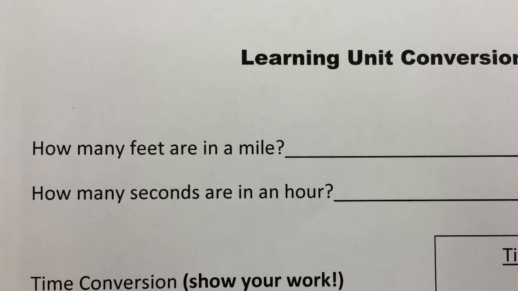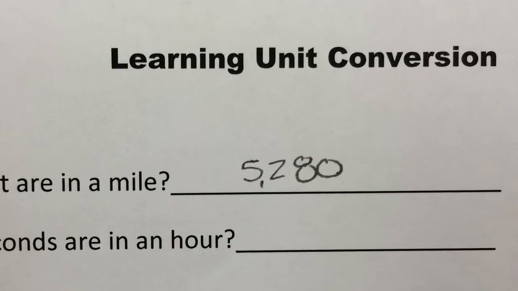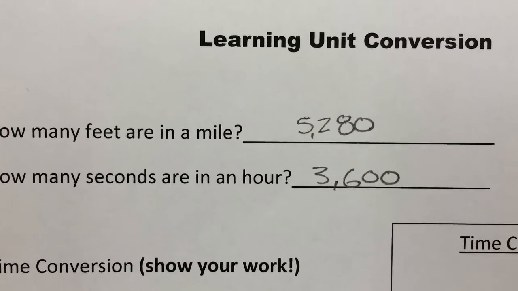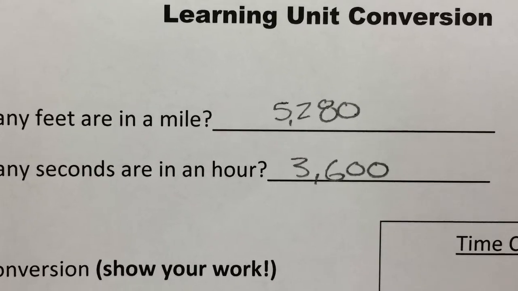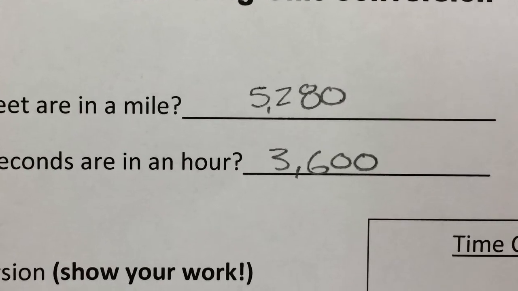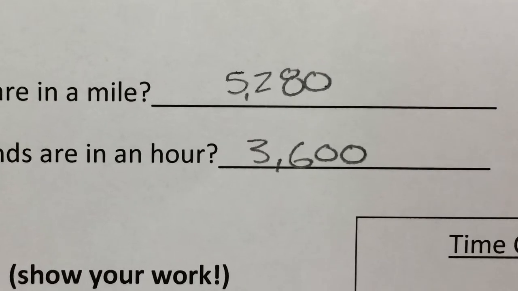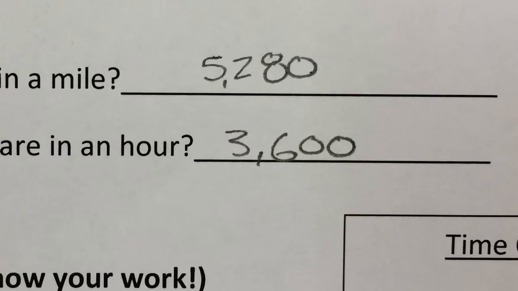Okay, so everybody should note down on their sheet that there are actually 5,280 feet in a mile, and there are 3,600 seconds in an hour. These are called conversion factors, and we're going to be using them as we go through this worksheet to convert seconds into hours and to convert feet into miles. So you need to have those noted on your paper.